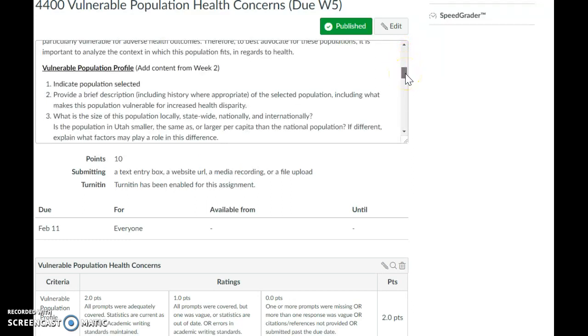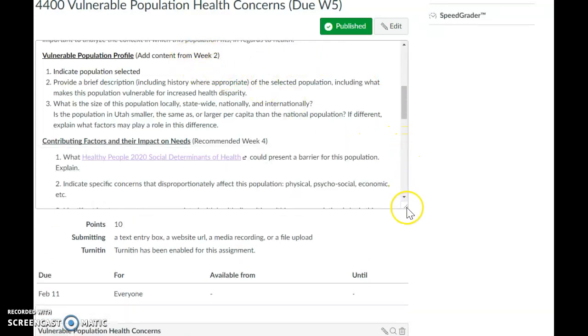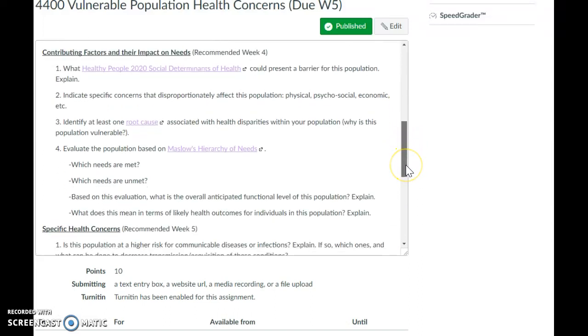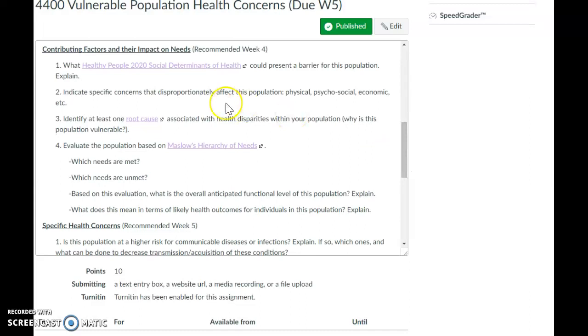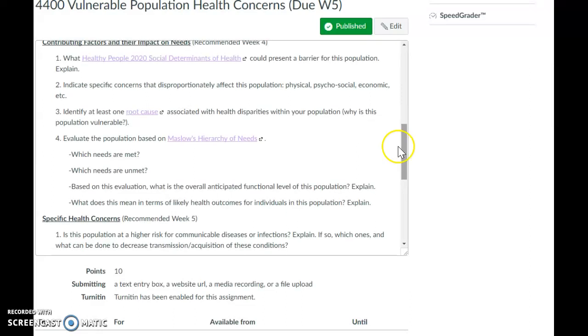If you look, there's the content that you're adding from week 2 that we discussed earlier that gives us a brief introduction into your population. It's recommended during week 4 you do the contributing factors. This includes the Healthy People 2020 Social Determinants of Health component, as well as looking at root causes. And we look at Maslow's hierarchy of needs. So as you look at Maslow's, where does your population fall? What's met, what's unmet? You're going to do an assessment of your population based on these different tools and based on these different evaluations.